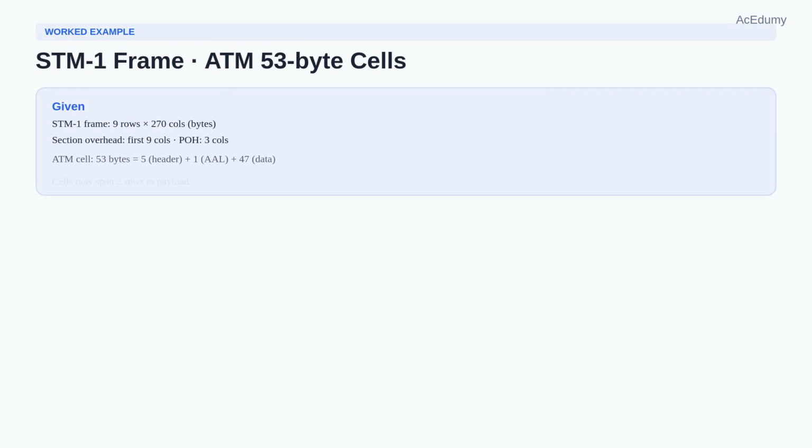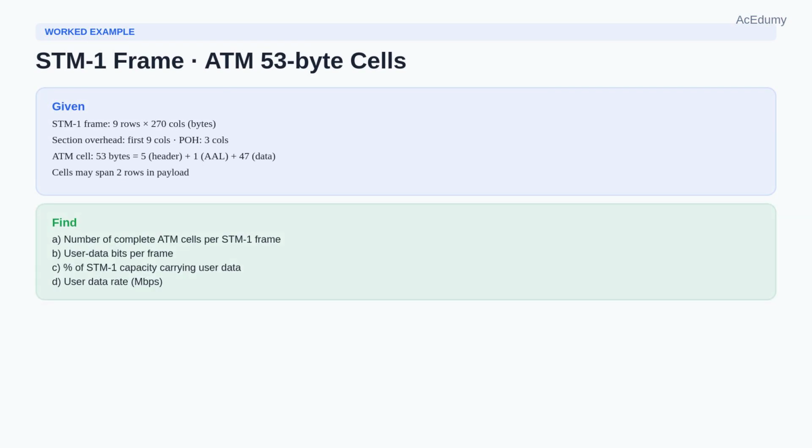Welcome back. Today we open up an SDH frame and ask a very practical question. How much of it actually carries user data, and how much is wasted on framing overhead? We are looking at an STM-1 frame, the basic unit of synchronous digital hierarchy transmission. We are filling its payload area with ATM cells, the 53-byte fixed cells used in early broadband networks. Each cell has 5 bytes of ATM header, 1 byte of adaptation overhead, and 47 bytes of actual user data.